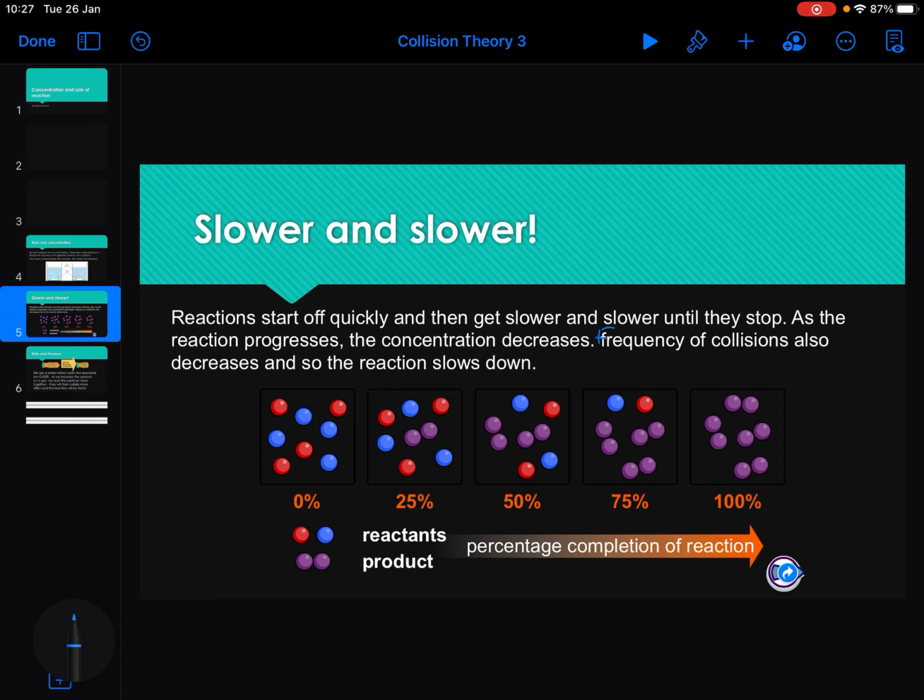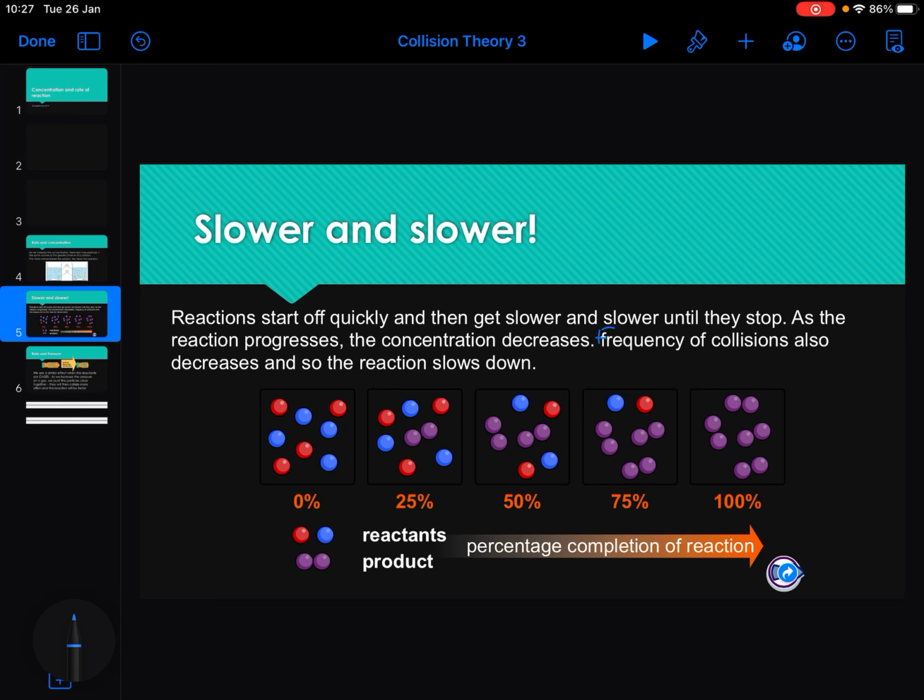Now I've tried to show that in the diagram here. On the left-hand side, you've got the start of an experiment, the start of a reaction. You've got blue particles and red particles, and they are what you're reacting together. And when you react them together, you make purple. So if you have a look at the next box along, you can see that two of the particles have reacted and made purple particles, and so on and so forth. Now let's go to the third box, the middle box. Now two lots of particles have reacted and made purple.